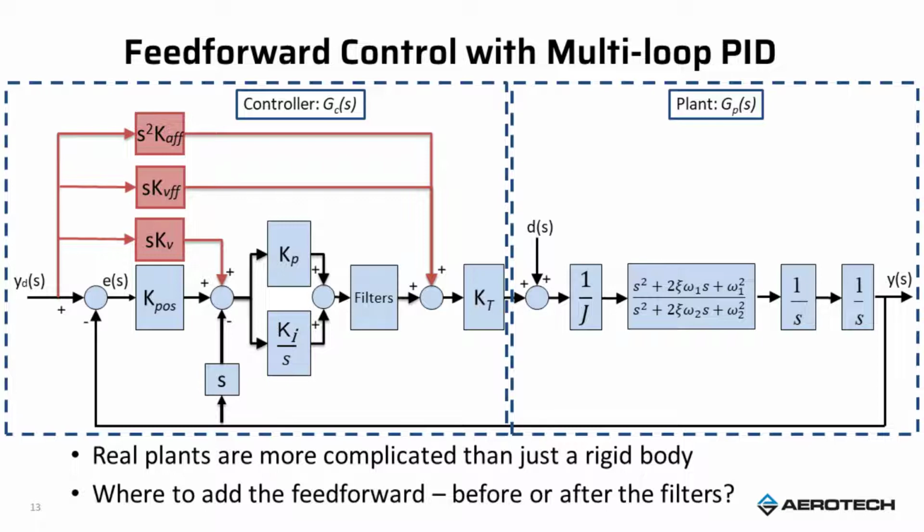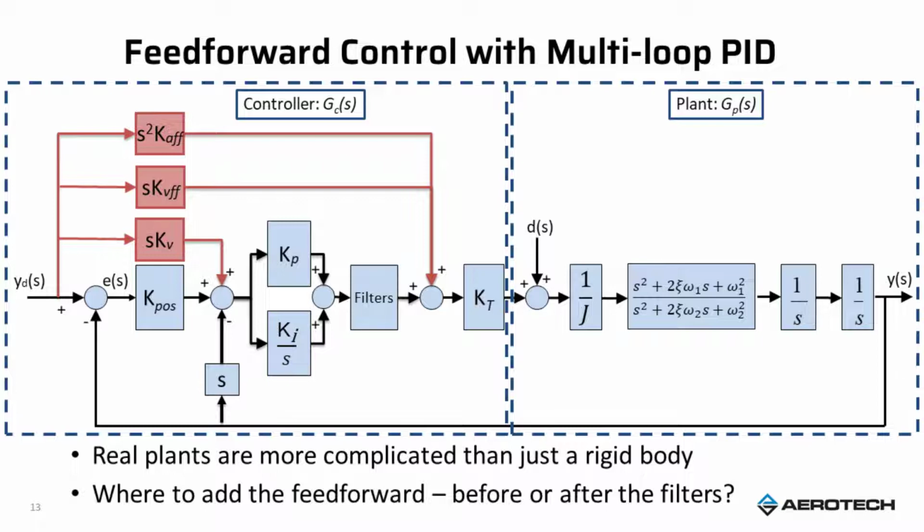What you see in the red is the feed forward. The S squared times KFF is the acceleration feed forward. We're going to cancel out the inertia line of the plant. And then I can also create a velocity feed forward, so I have S times KVFF. This will help minimize the overshoot due to the velocity. And this is not the only place that we can stick the feed forward.